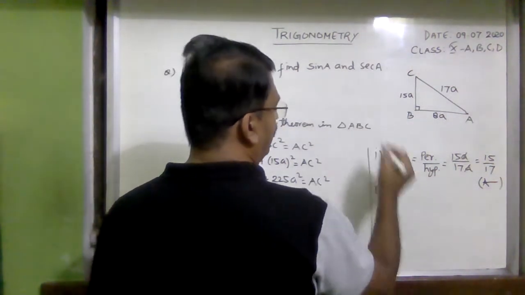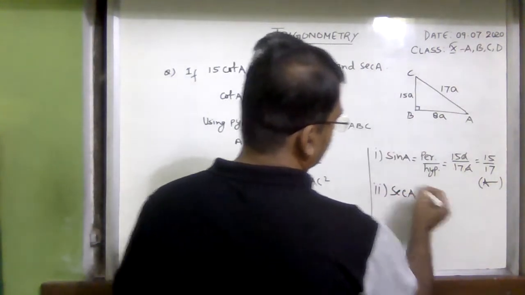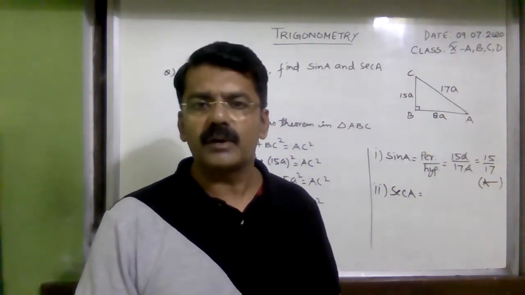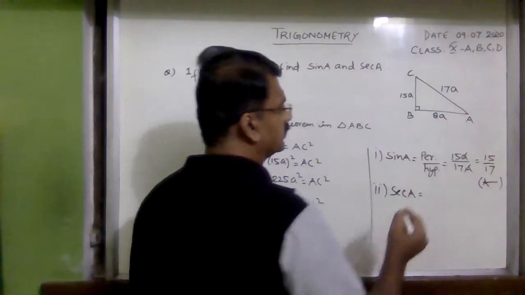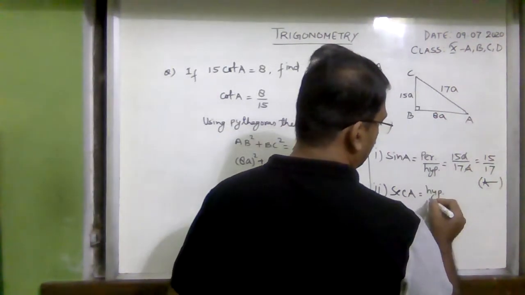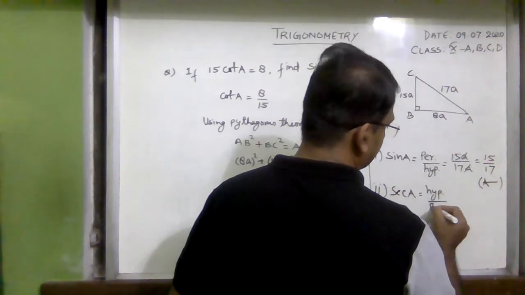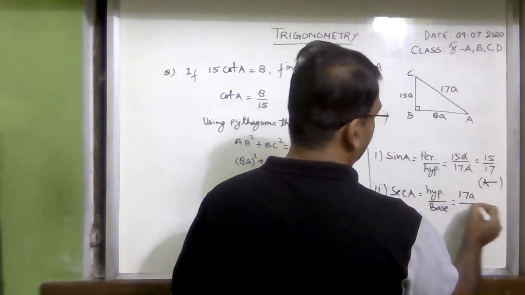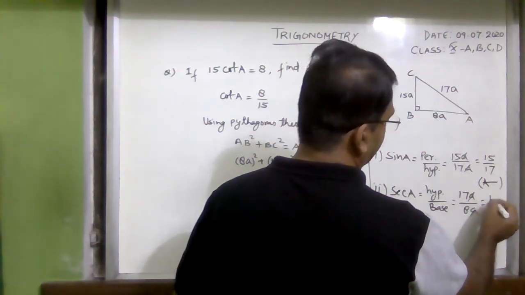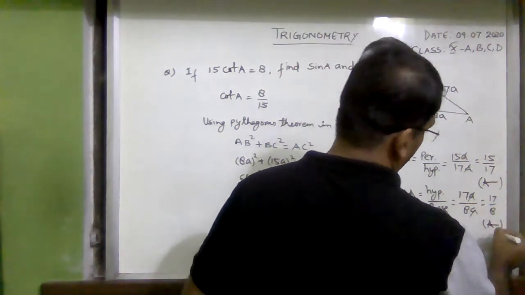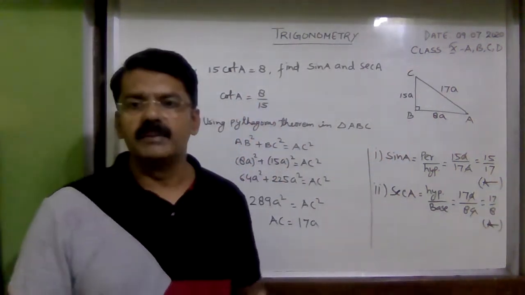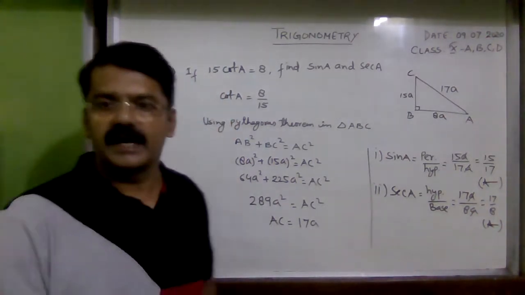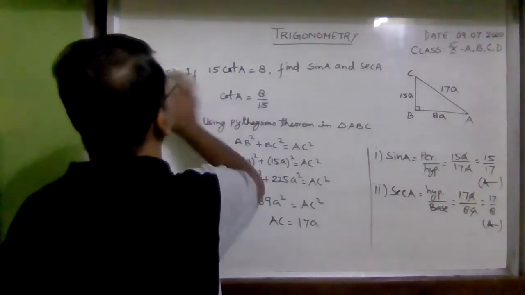Now the second thing that we have to find is sec A. So sec A is reciprocal of cos A. Cos A will be base upon hypotenuse, so it will be hypotenuse upon base. Now the hypotenuse is 17A and the base is 8A. So it is 17 upon 8 and that is your answer. Clear? The value of sec A will be 17 upon 8. Now we'll do the next question.